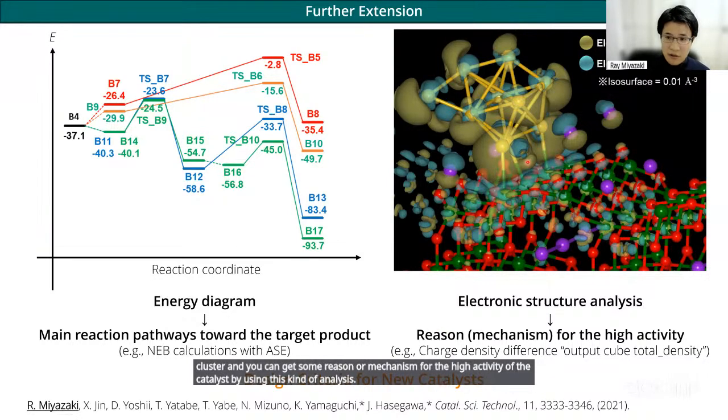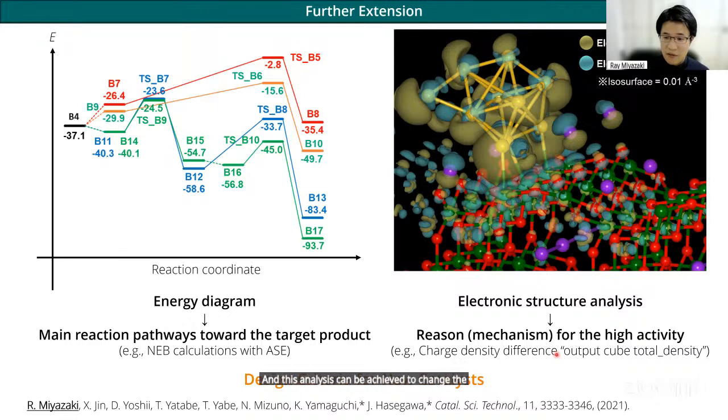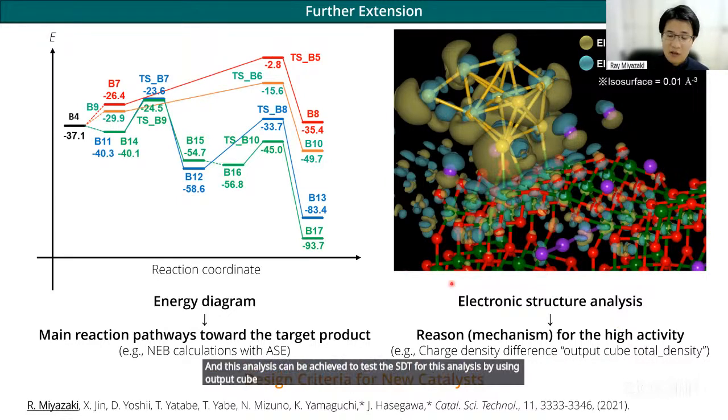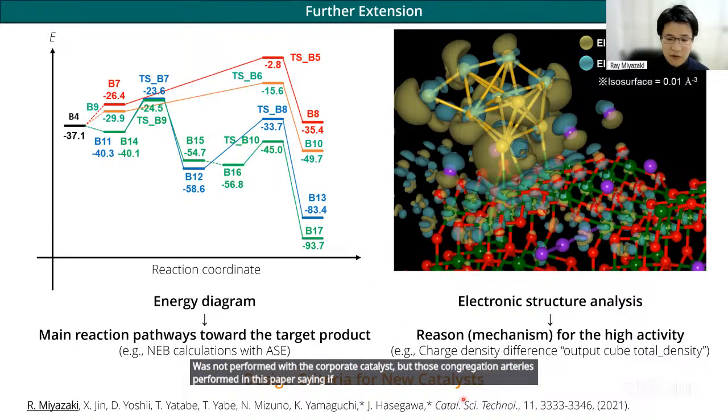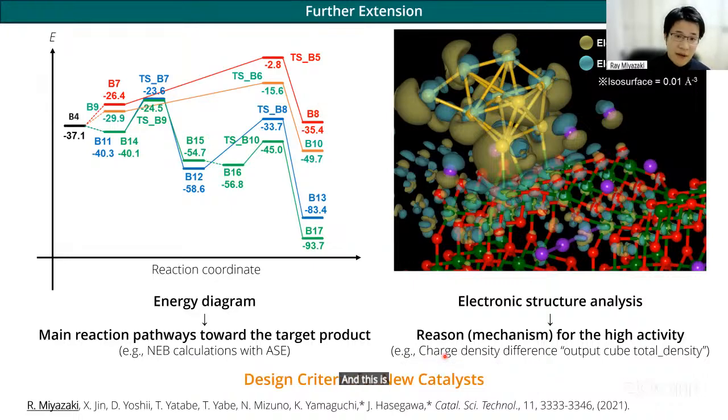And this analysis can be achieved as a charge density difference analysis by using the output cube total density keyword in the control.in file of FHI-aims. And then by using that kind of information, we can get some design criteria for new catalysts. Actually, those kinds of investigations were not performed with the cobalt catalyst, but those calculations were performed in this paper. If you are interested, please check this paper. And these are actually my approaches for heterogeneous catalysis with DFT.